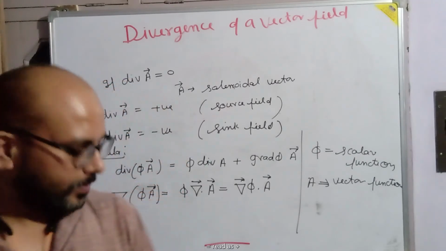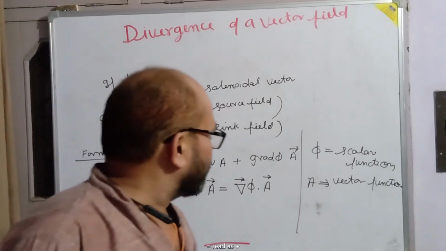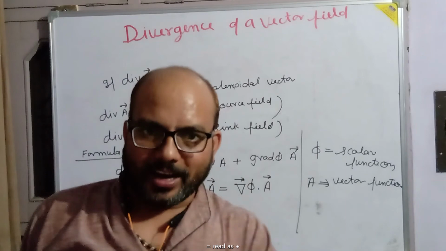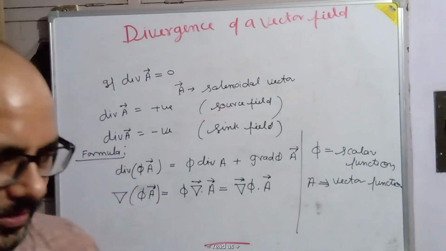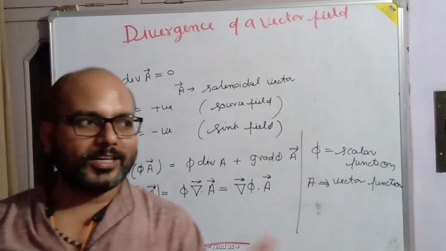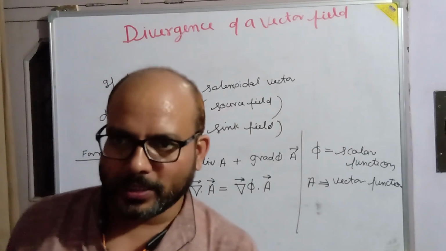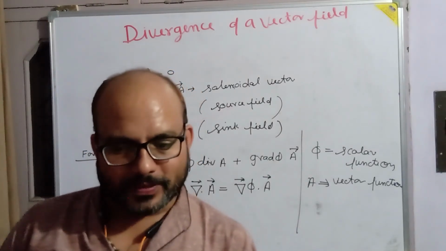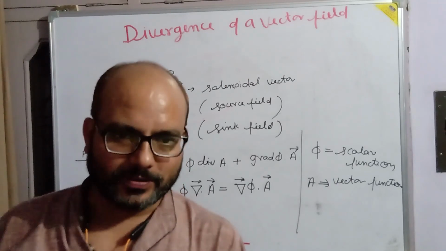Okay, in the next lecture I will discuss the curl of a vector field. तो simply curl of a vector field: when the del operator operates on a vector field, then this vector field is changed to another vector field. Thank you.